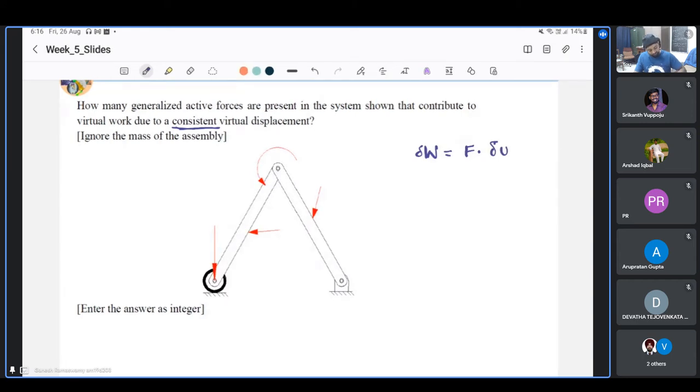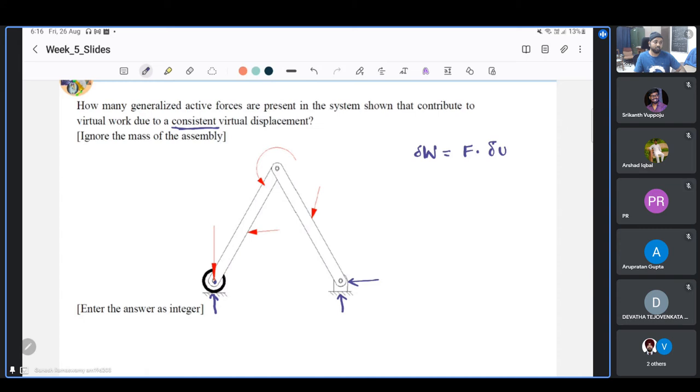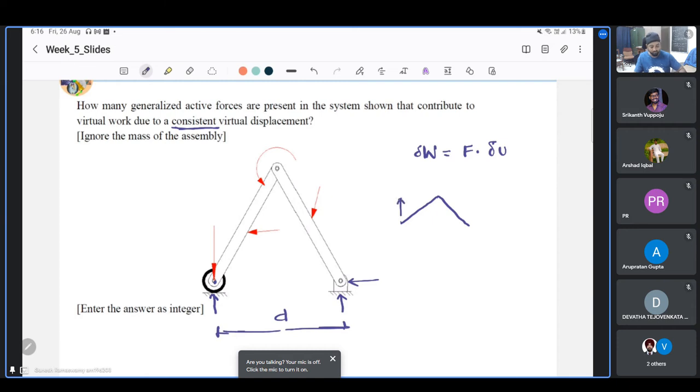So we can see that there will be a reactive force here. There will be a reactive force here. Three reactions will be there, and then there is a force applied here. So we have to visualize what virtual displacement we can give this system. It could either go like that. That is, this distance could increase, if we call this D. I am not allowed to lift this point up. This is not allowed. So it can only traverse along the horizontal plane.